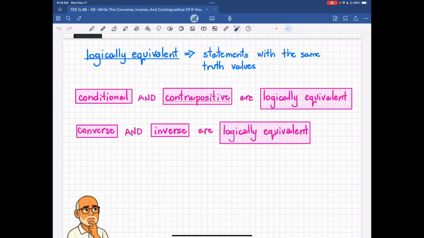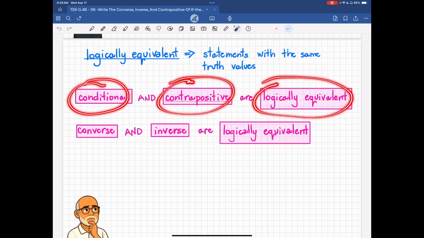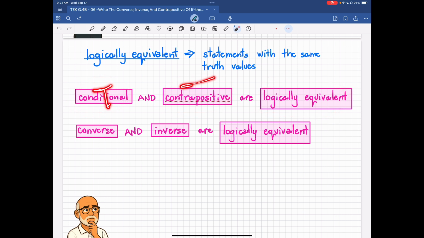An important concept is this aspect of logically equivalent, and that means that statements have the same truth values, okay? So I know that conditional statements and contrapositives are logically equivalent. So if the conditional is true, the contrapositive is true. Also, the converse and the inverse are logically equivalent. So if the converse is true, then the inverse is true. Or if the inverse is true, the converse has to be true. It also works with false. So if the conditional is false, the contrapositive is false. If the converse is false, the inverse is false.